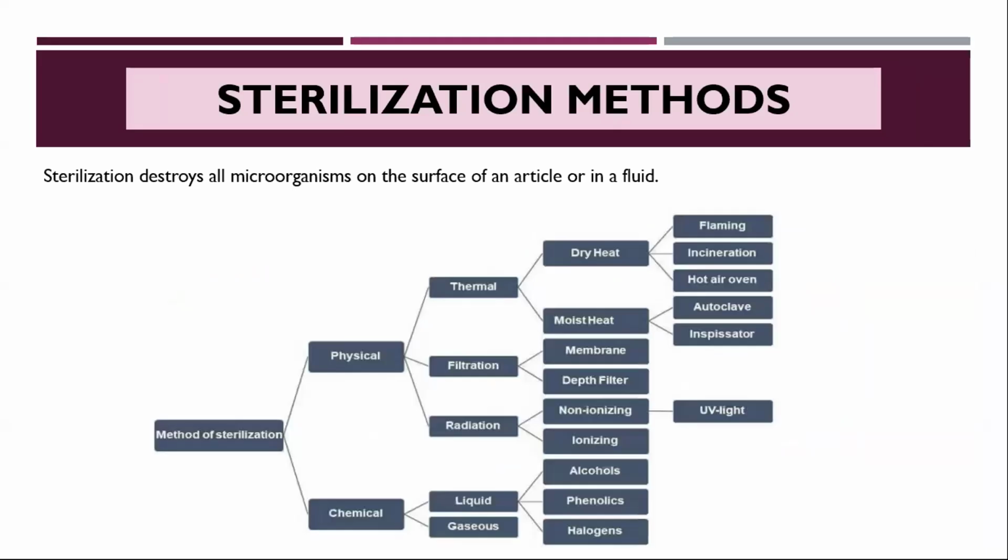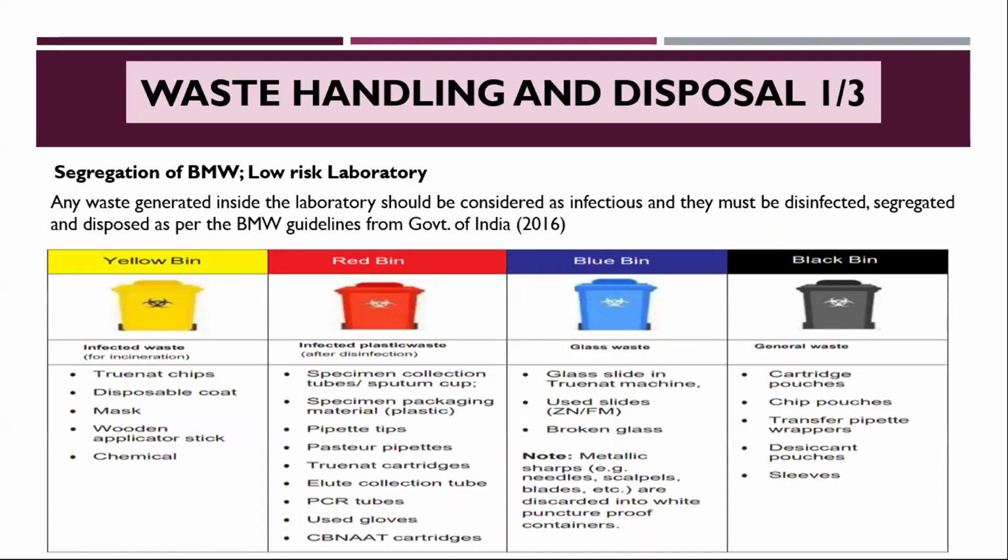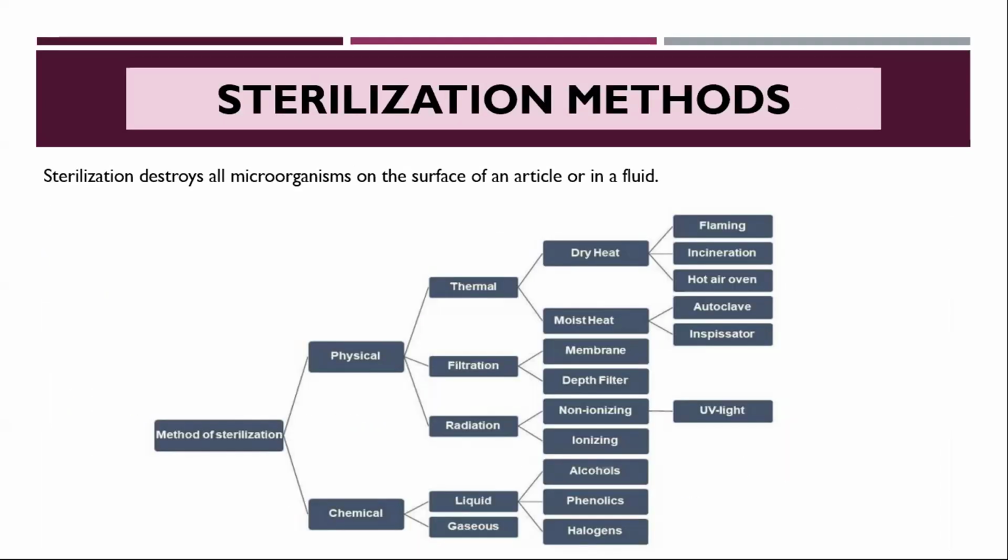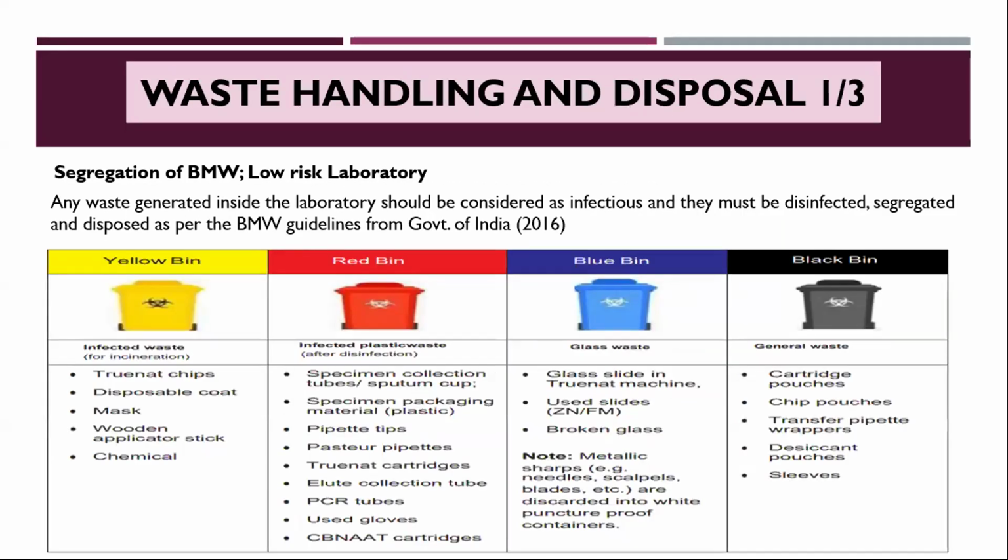Sterilization methods. There are different methods of sterilization: physical, chemical, radiation. Just last, I'll be telling the biomedical waste. For different levels of laboratory, including low risk laboratory, at all levels we need a yellow bin, red bin, blue bin, and black bin.